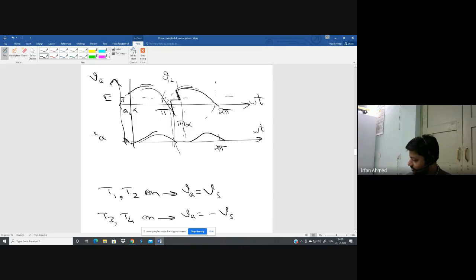As long as the current is flowing, Va is equal to minus Vs. As soon as the current becomes 0, all four devices are off, so Va becomes equal to E. And as soon as you turn on T1, T2, Va jumps to Vs. Any doubt about these waveforms?